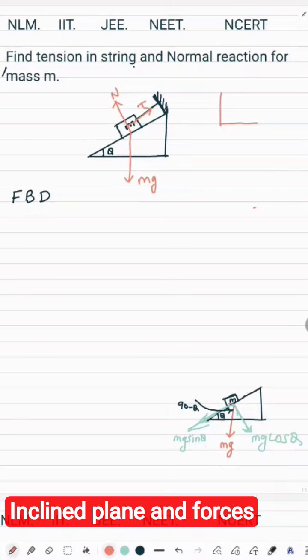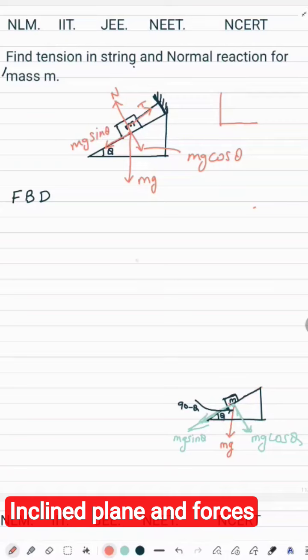The same thing I'll mark here now. So one force is coming like this and one force is coming like this. This force is mg cos theta and this force is mg sin theta. Now let us draw free body diagram for this.